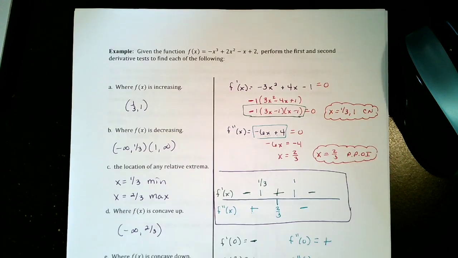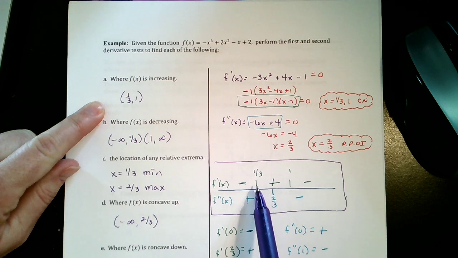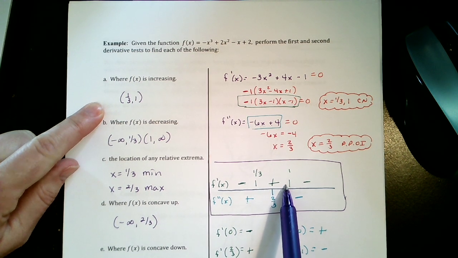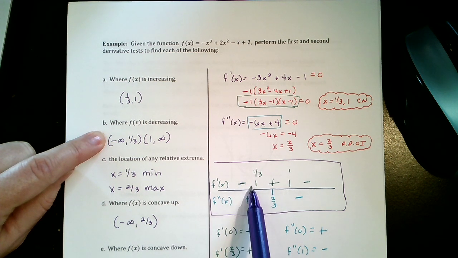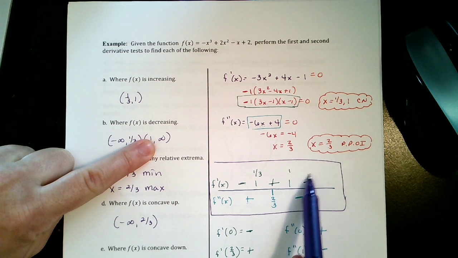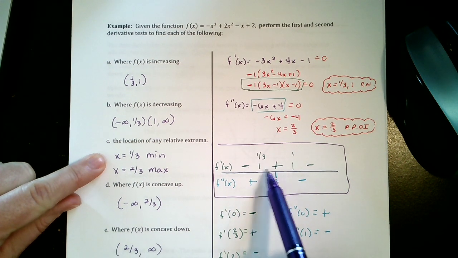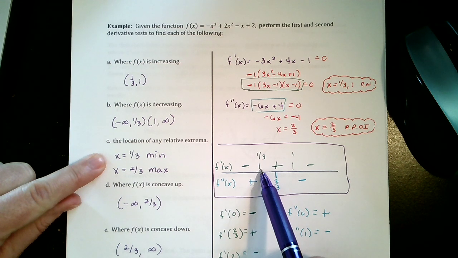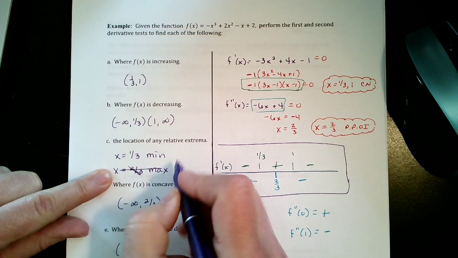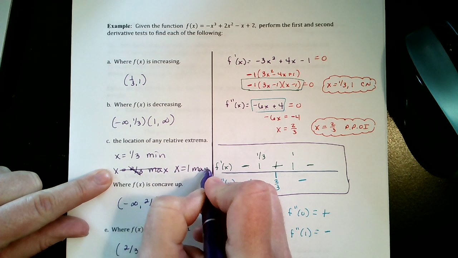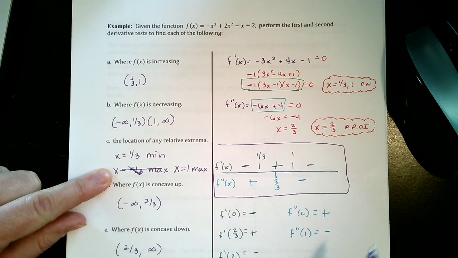Alright, so hopefully you were able to determine that f of x is increasing from 1/3 to 1. That's where our first derivative is positive. F of x is decreasing on negative infinity to 1/3 because of this guy right here, and 1 to infinity because of that guy right there. X equals 1/3 is a minimum. The graph is decreasing and then increasing, which makes this guy a minimum. And then x equals, whoops, not 2/3, that's supposed to be x equals 1. X equals 1 is a max because the graph goes from increasing to decreasing at x equals 1. So this guy's a maximum.